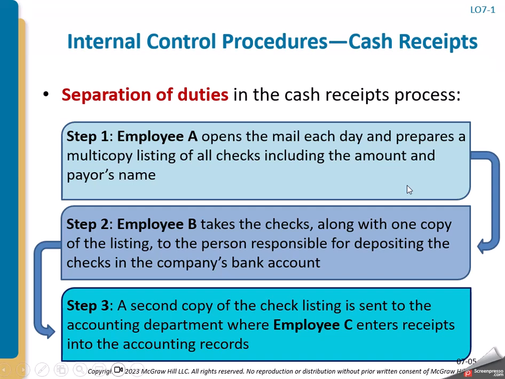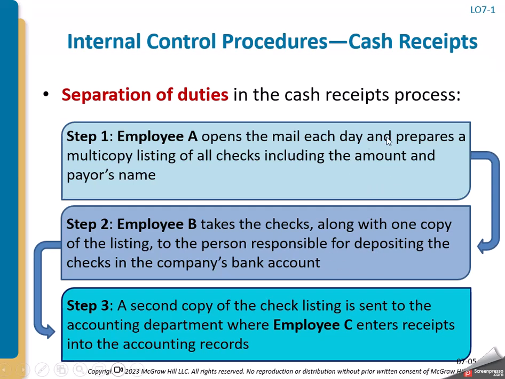So, separation of duties when we're talking about cash receipts. We would have one employee who opens the mail and prepares a list of all of the checks: the check number, who paid, and the dollar amount. Then a separate employee is going to take those checks to the bank and deposit them. Then when the deposit receipts come in, a third employee actually puts it into the general ledger. Obviously, if you have a big accounting department, this is possible.